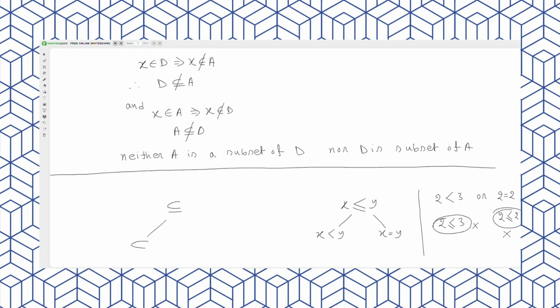Similarly, this subset symbol is divided into two parts. If we write A is a subset of B, we can say that A is a proper subset of B, or A is an equal set to B. Now check out some special results on subsets. First one is every set is a subset of itself.